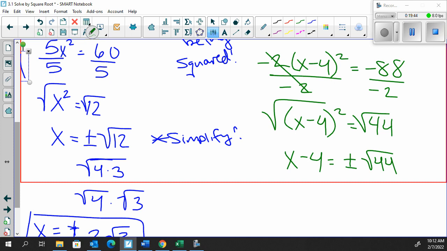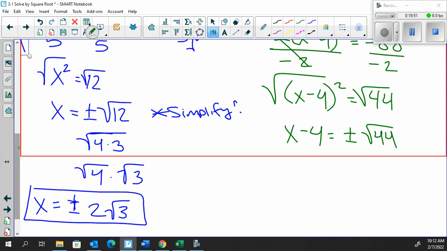Yes? All right, real quick, let's just deal with the square root of 44. We're not quite done. Well, actually, let's do that in the end. Is x by itself? No. How do you get it by itself? Add 4. Remember, you want x alone.